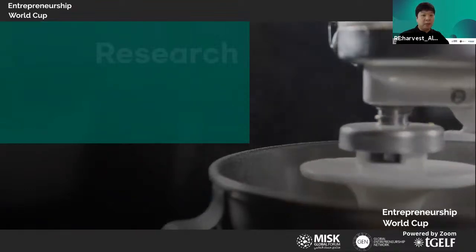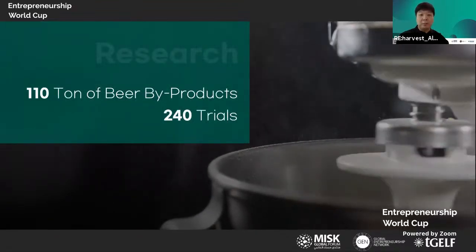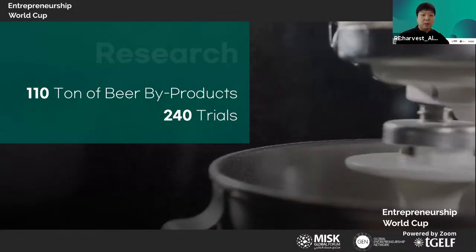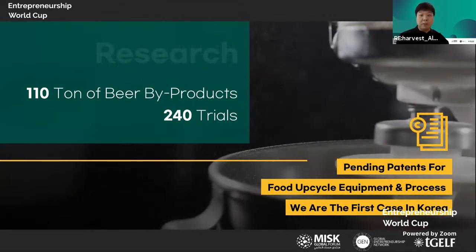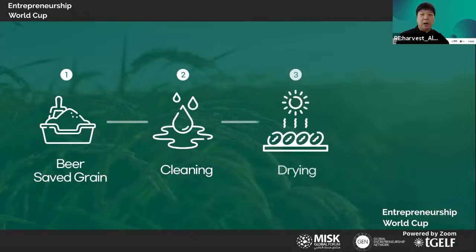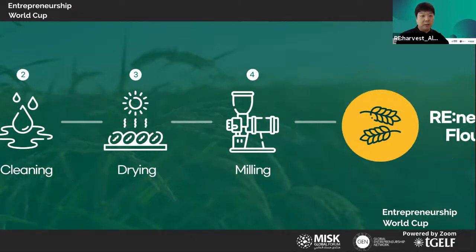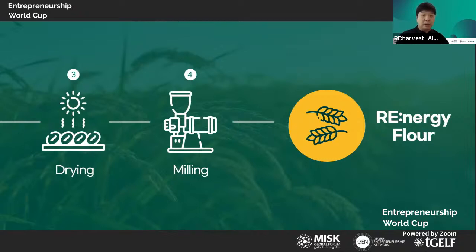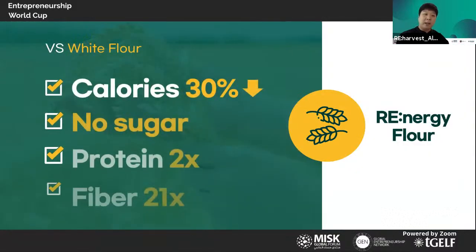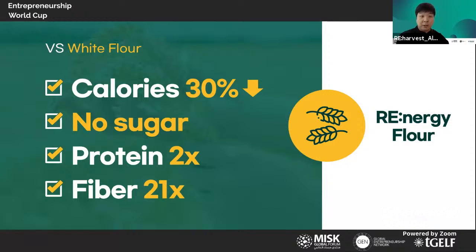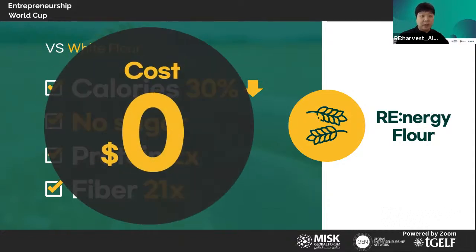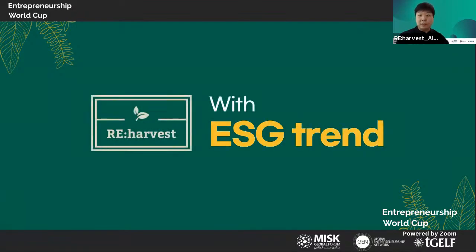Now, in order to make the Renogy flour that we made so far, we spent about 110 tons of beer byproducts, and through 240 trials, we were able to patent our first food upcycling equipment process in Korea as well. Now, as a quick overview, our beer byproducts go through cleaning, drying, milling, and it becomes alternative flour called Renogy flour. And we don't just simply replace white flour. In comparison to white flour, our Renogy flour has roughly about 30% less calories, no sugar, 2 times more protein, and 21 times more fiber. Now, since we're getting the byproducts for free, our cost competitiveness is actually higher than the regular white flour milling companies as well. We also provide a very realistic solution to the ESG trend.